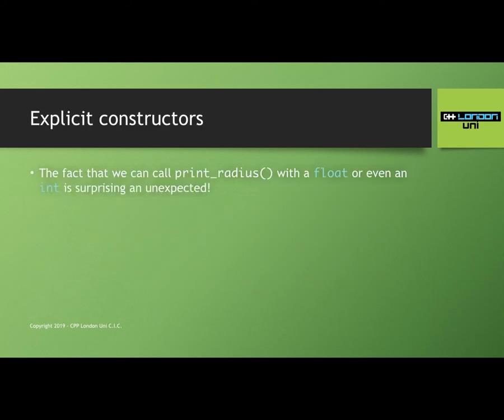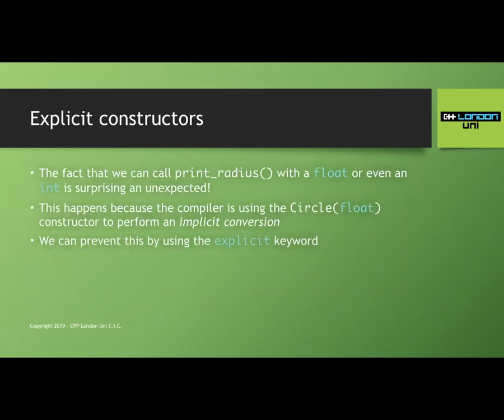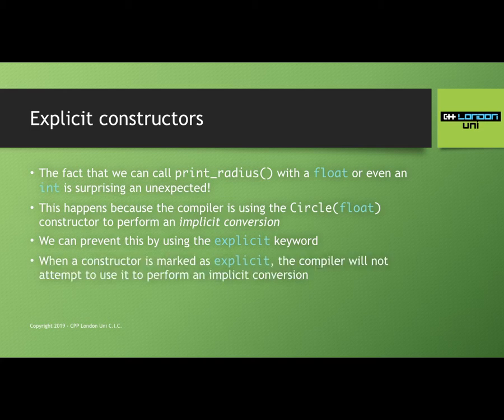Fortunately, we can avoid all this by using the explicit keyword. And by putting the word explicit in front of our constructors, it prevents the compiler from using that constructor as part of one of these conversion sequences. And this is good and this is desirable. As I say, 9 times out of 10, implicit conversion is not what you want.